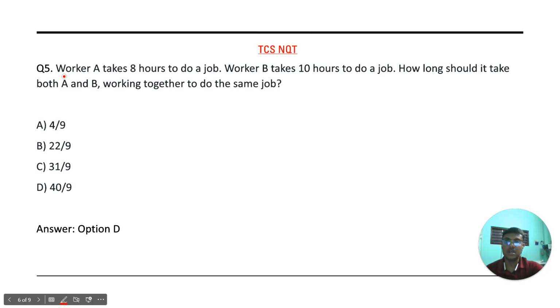The question says, worker A takes 8 hours to do a job and worker B takes 10 hours to do a job. How long would it take both A and B working together? One important point, working together to do the same job.